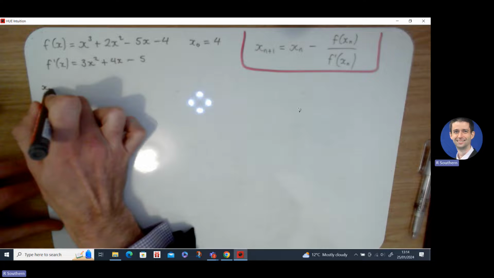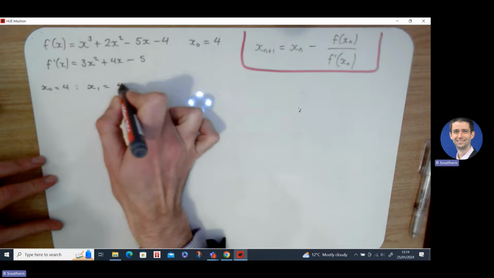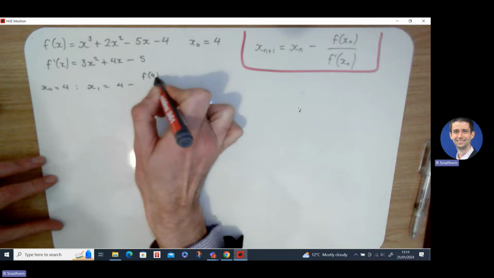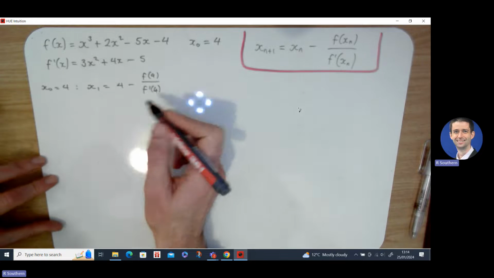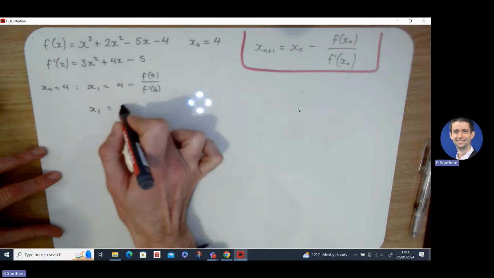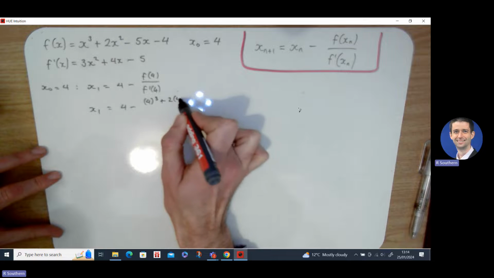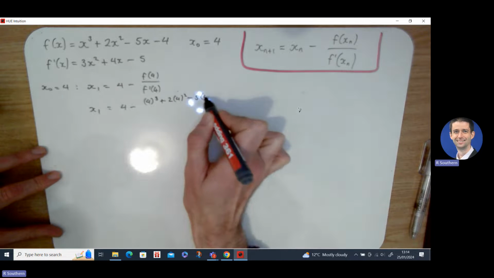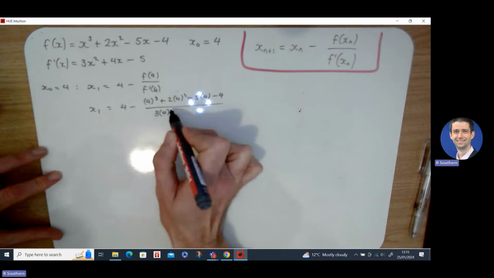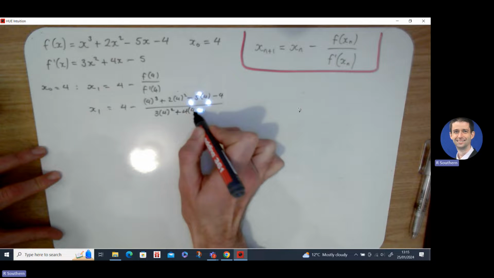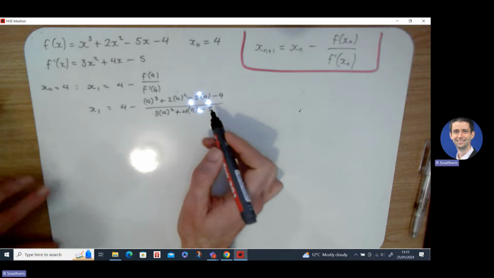So I know that x0 is equal to 4. So to get a value for x1, I'm going to have to do 4 minus f of 4 over f dash of 4. And just for this first one, I'm going to write out a full written method of what that would look like. So 4 minus, and then on my numerator, I'm going to have 4 cubed plus 2 lots of 4 squared minus 5 lots of 4 minus 4 over 3 lots of 4 squared plus 4 lots of 4 minus 5. So subbing it into the original function, subbing it into the differentiated function.